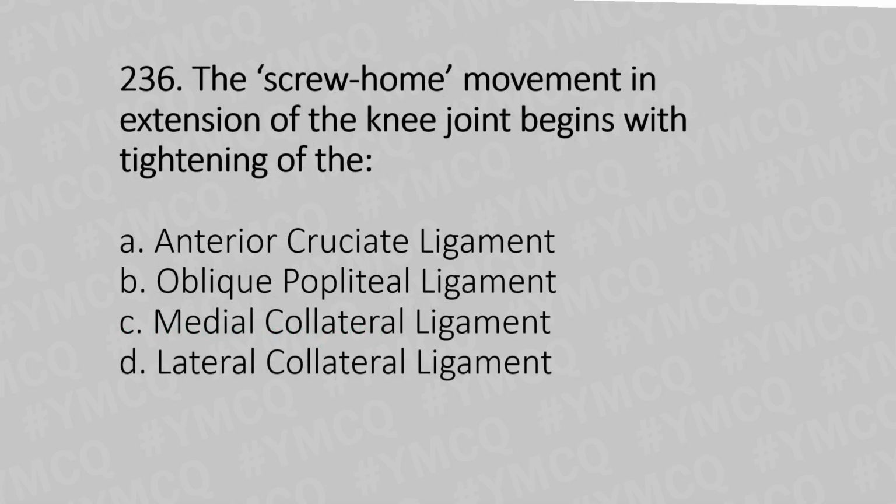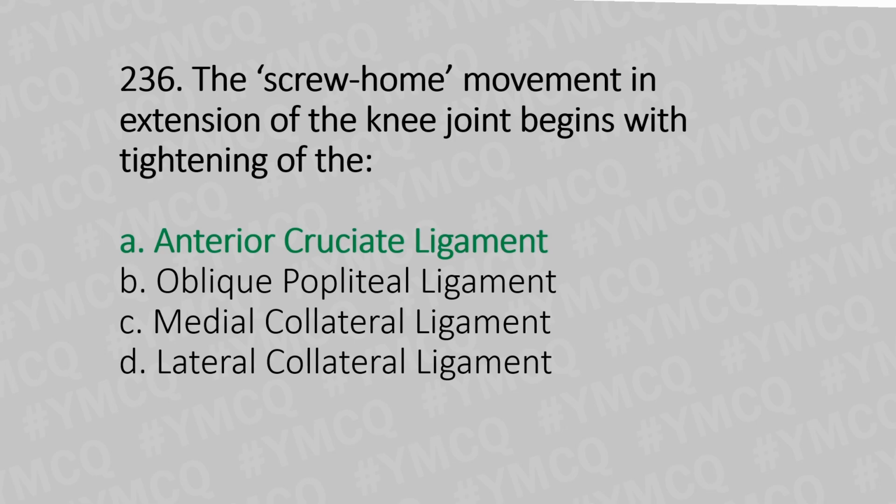Now let's move to question number 236. The screw home movement in the extension of the knee joint begins with tightening of the option A, anterior cruciate ligament, option B, oblique popliteal ligament, option C, medial collateral ligament, option D, lateral collateral ligament. And the answer is option A, anterior cruciate ligament.